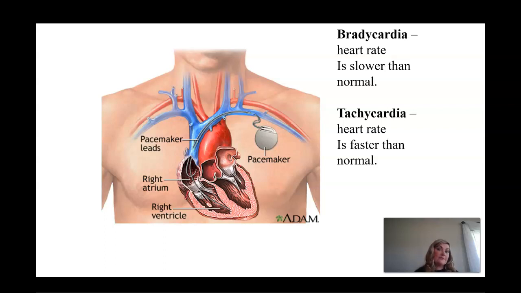And so that's going to be battery operated. You would have to go in and have those batteries replaced every 4 to 5 years, unless of course they start making batteries that last longer. But right now, as far as I know, it's around every 4 to 5 years they'll go in and replace these through a surgery. And so that will set the pace of the heart and keep the heart working properly.